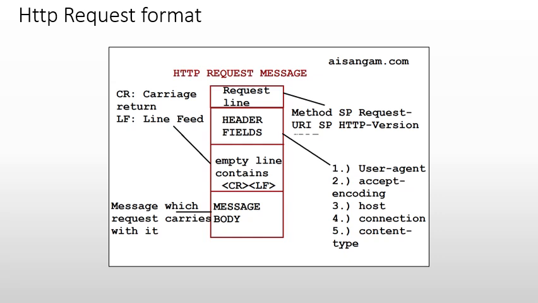HTTP request format is as below. An HTTP request message will have, as previously mentioned, a request line, that's the start line, header fields, and then an empty line and the message body.